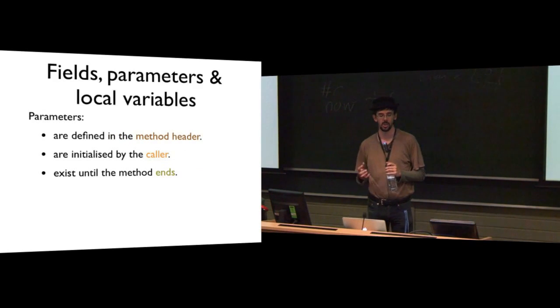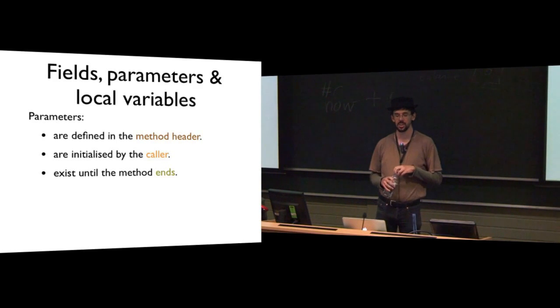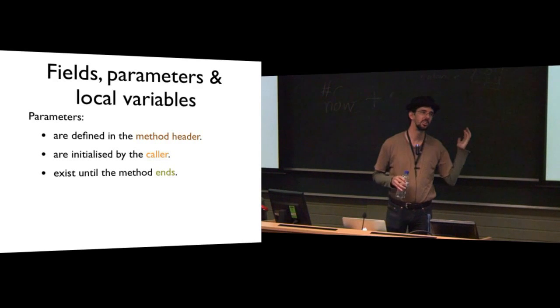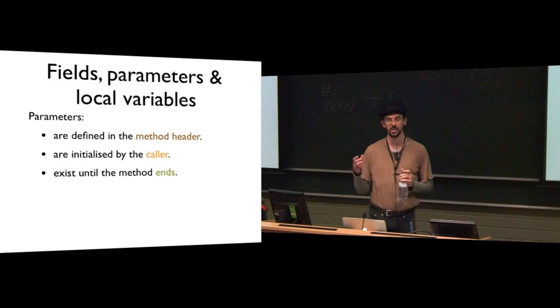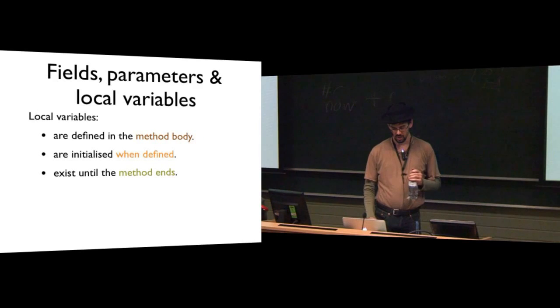Parameters are also a kind of variable. They're defined in the method header, in the parentheses in the method header. They're also initialized by the caller. So when you call a method, you initialize its parameters, and they exist until the method ends. And so they're like local variables. Their scope is only for that method, and then once the method is over, the parameters are thrown away until the next time you call the method.